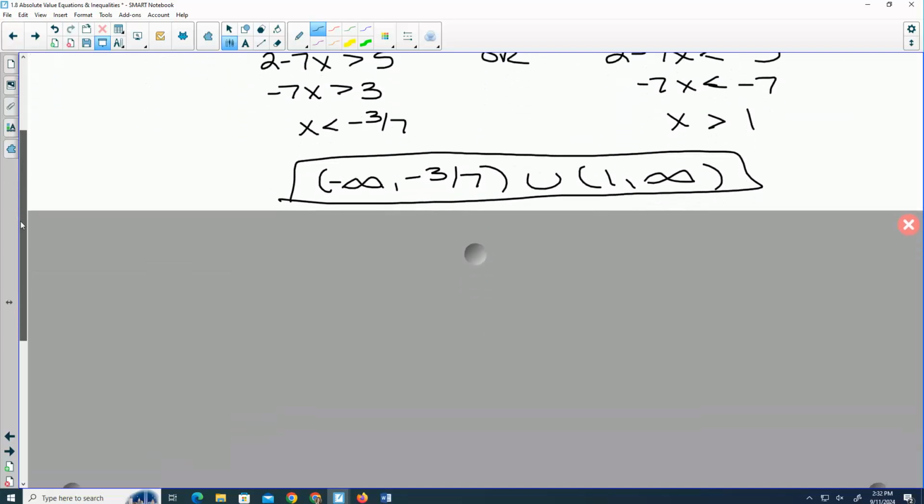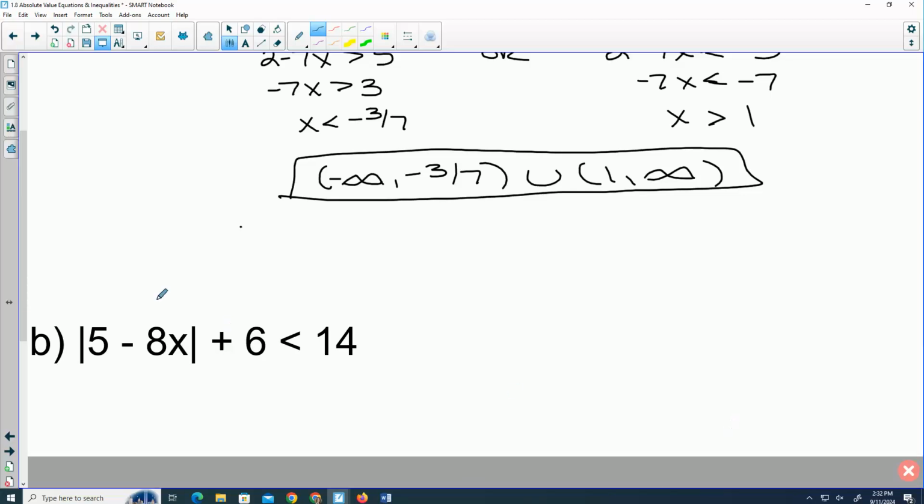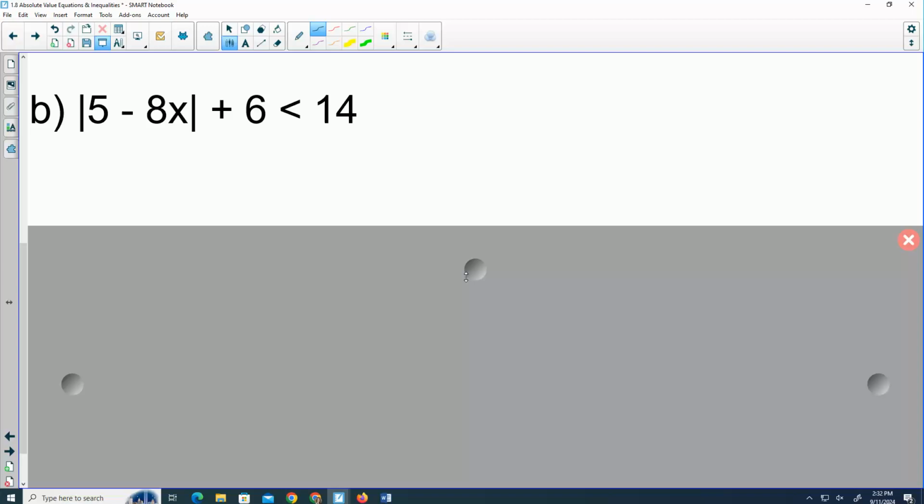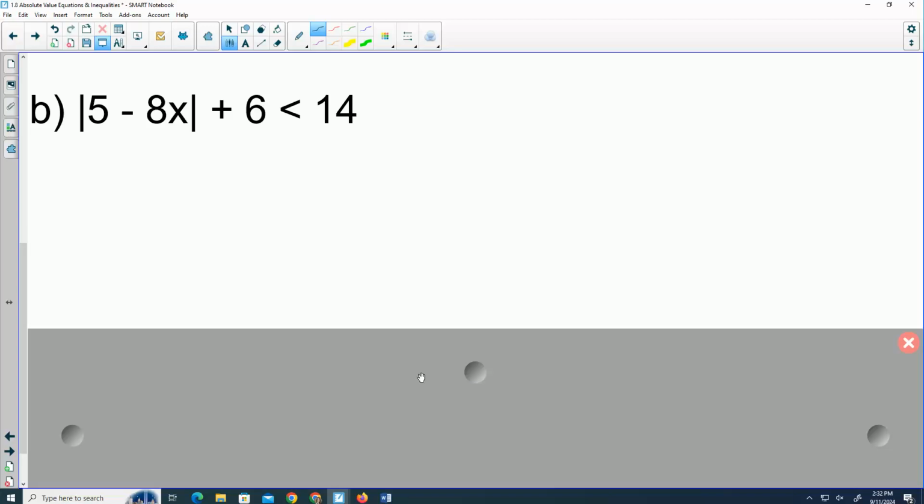All right. What's first step? All right, is this an and or an or? Less than is an and.